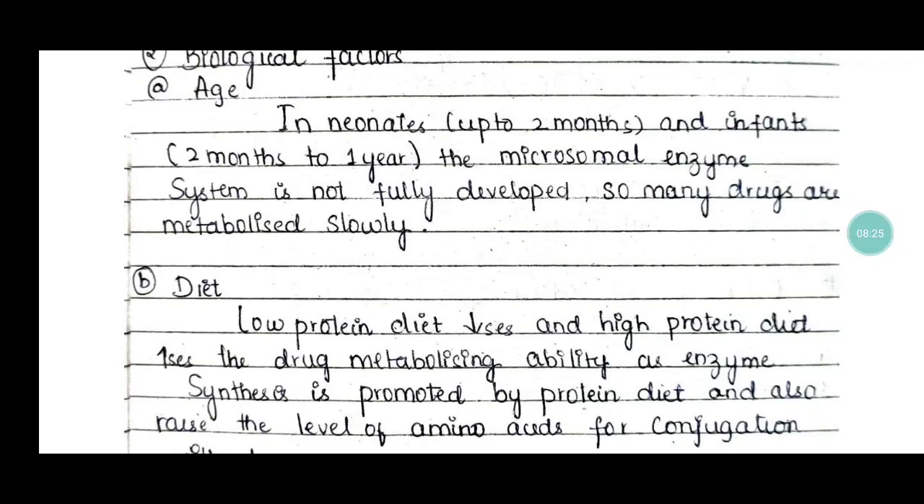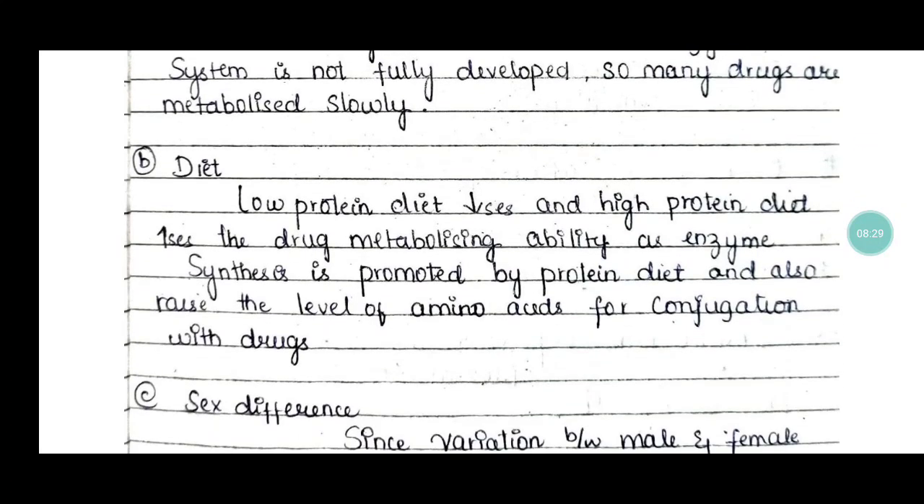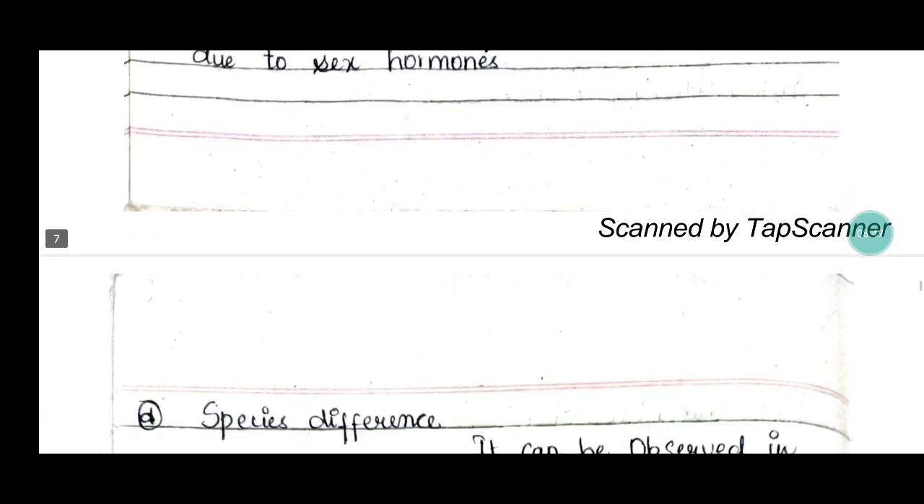the enzyme. So the enzyme synthesis is promoted by the protein diet, which also raises the level of amino acid for the conjugation with the drugs. Number C, that is sex difference. The variation between males and females is observed after puberty. So sex difference related to the rate of metabolism may be due to the sex hormones.